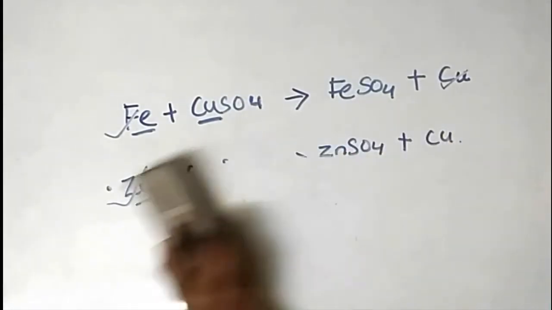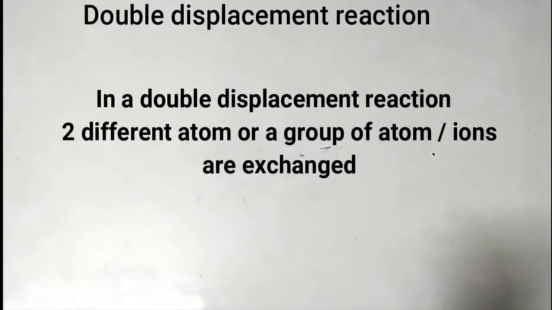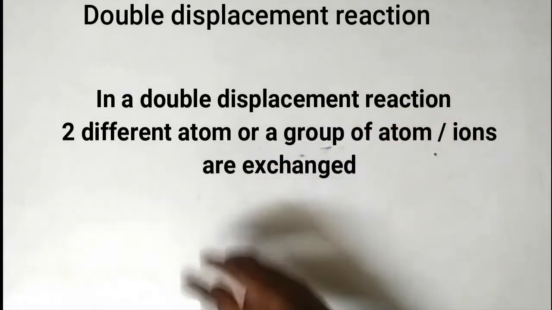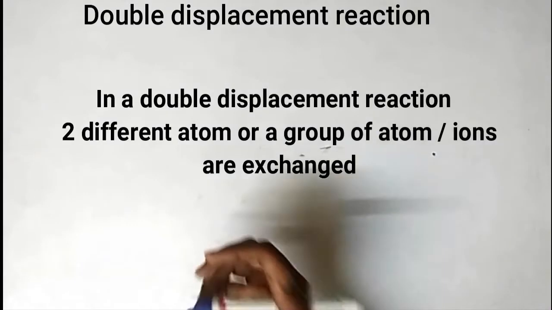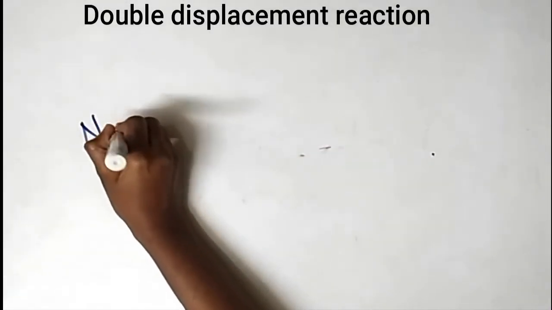Next, we will discuss the double displacement reaction. In a double displacement reaction, two different atoms or groups of atoms or ions are exchanged. We get a clear idea about this reaction after discussing an example. For example, take sodium sulfate.